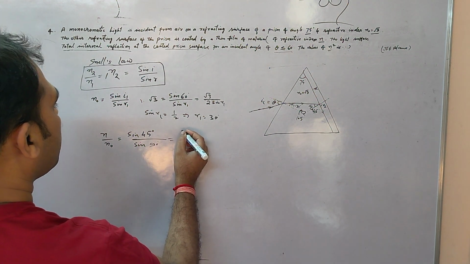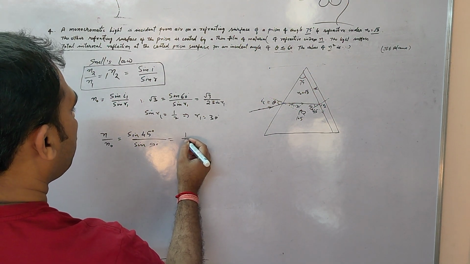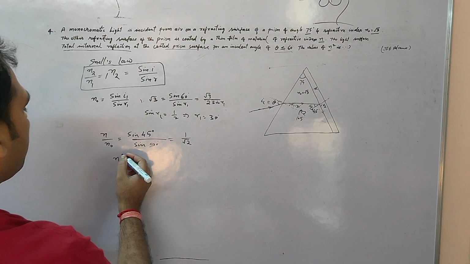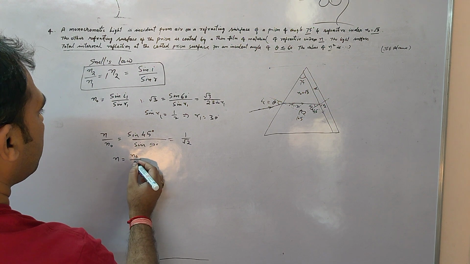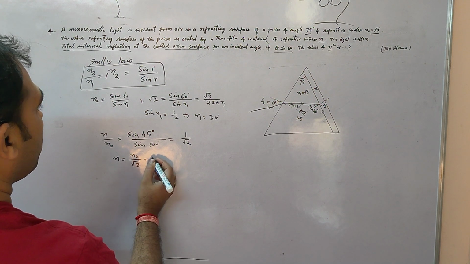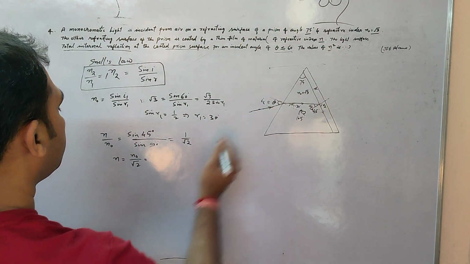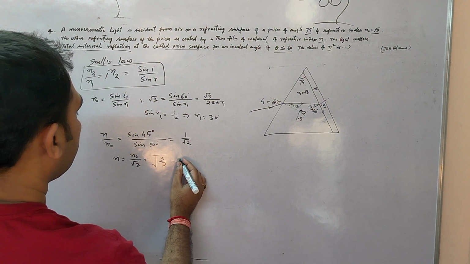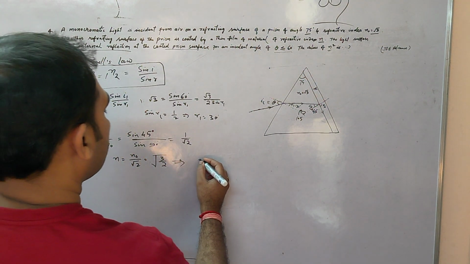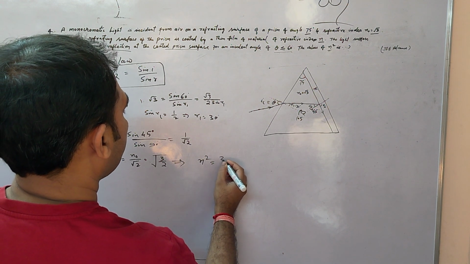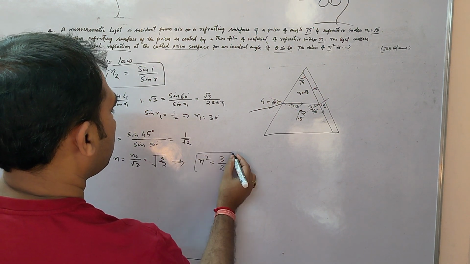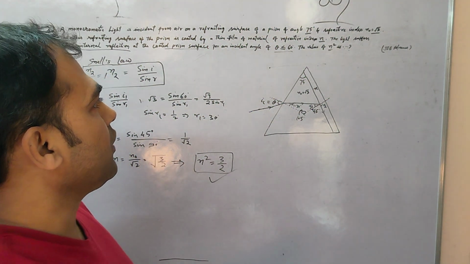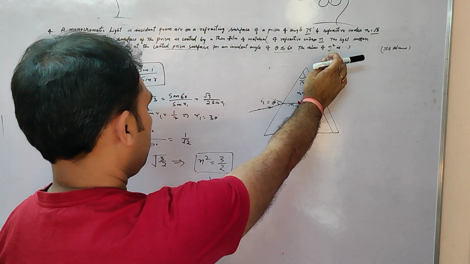This will be 1 by root 2, so n is equal to n naught by root 2. The value of n naught is root 3, so this will become root 3 by 2. So n square will be equal to 3 by 2. This was the required value that was asked in this question.